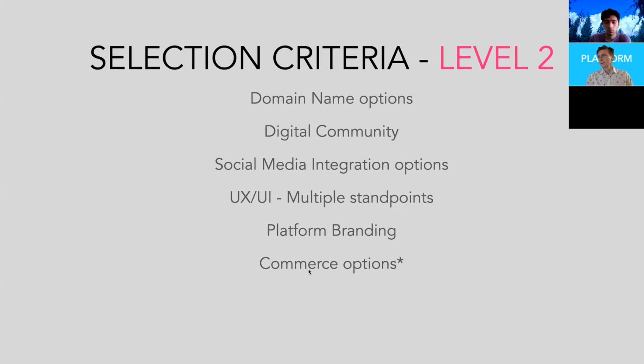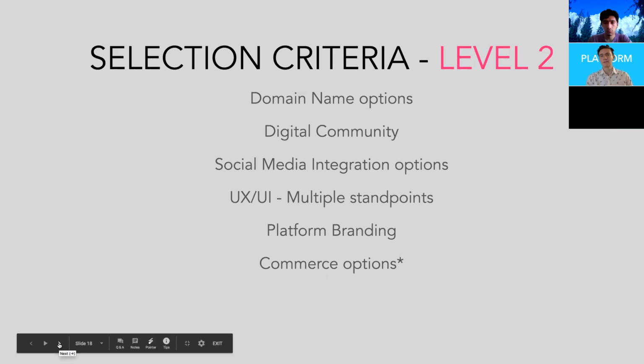And then commerce options, and this is just for the portfolio side of things. Obviously, if you are wanting to sell your work, then that should be a level 1. But there are some platforms that have commerce built in, or you're able to add it on for a slightly different price. So that's a really good thing to consider, especially if you're thinking about selling your work. Again, if you're not at all, then you don't need to worry about it. But it can be good to know that there's an option.